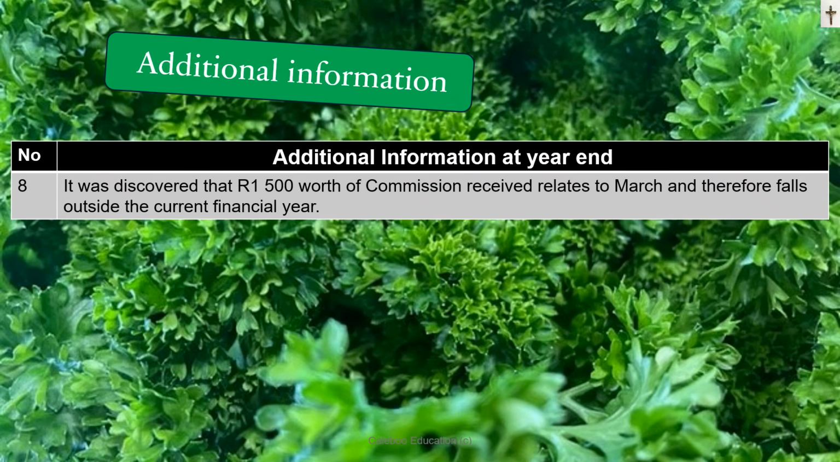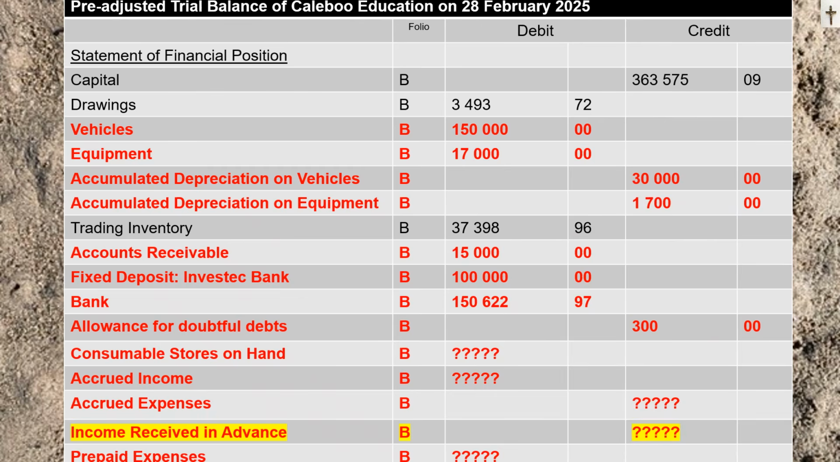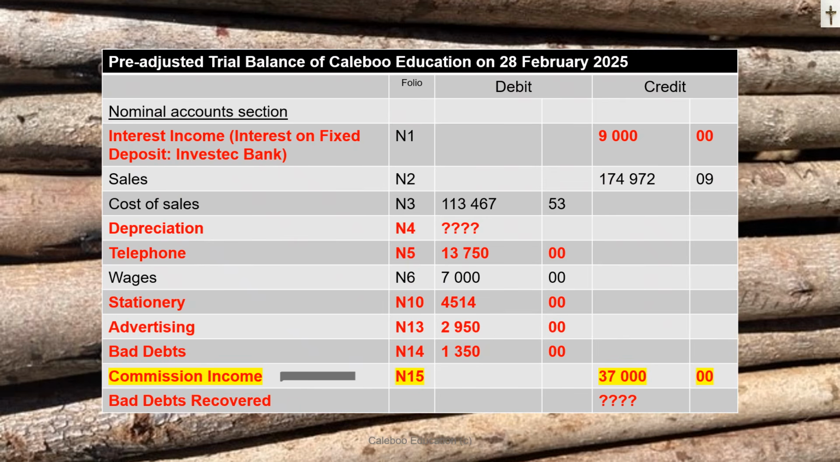Excellent. It was discovered that 1,500 of commission relates to March next year. This is income received in advance. You guys know that by now. 1,500. So income received in advance is going to be affected, and commission income is going to be affected. Remember, you're given the pre-adjusted trial balance with all these numbers. But these accounts here, like say for example depreciation and bad debt recovered, I've put in.